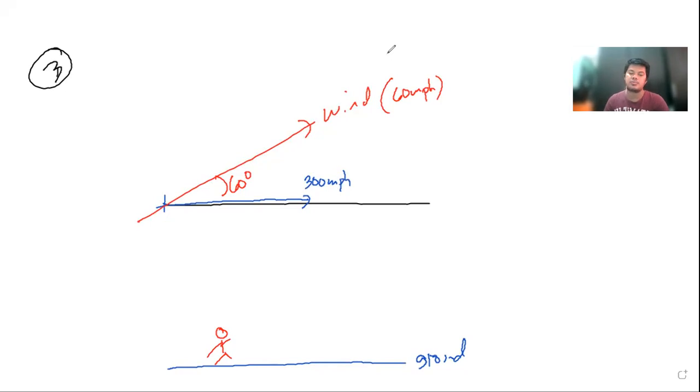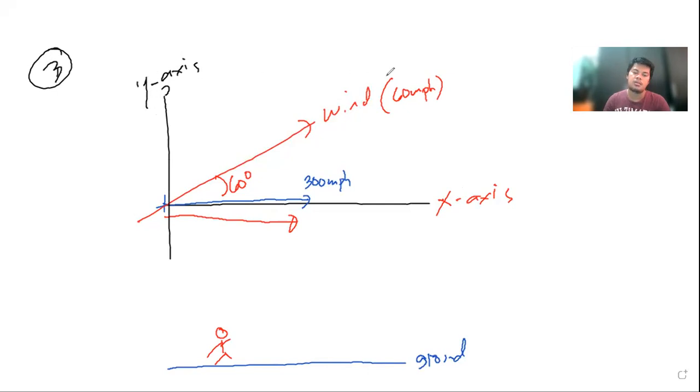Coplanar concurrent forces. First, we need to calculate the components of the force. For example, considering the wind, this would be the direction of the x component. So we will denote this one as our imaginary x-axis, and this one would be the y-axis. So the wind has an x component and a y component.